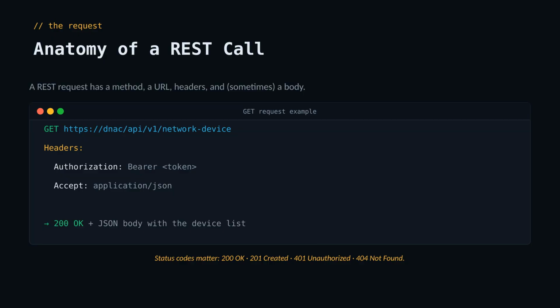Watch those status codes closely. 200 means success. 201 confirms something was created. 401 tells you your token is bad. And 404 means the resource isn't there. They're your first clue when something goes wrong.